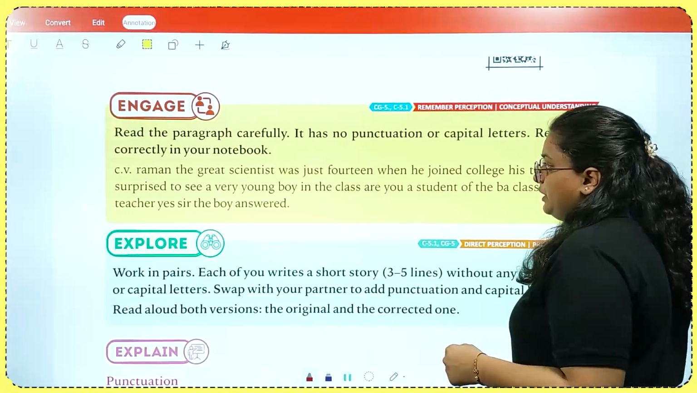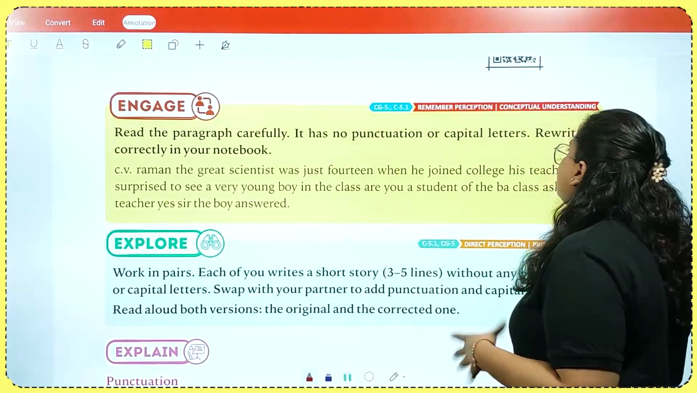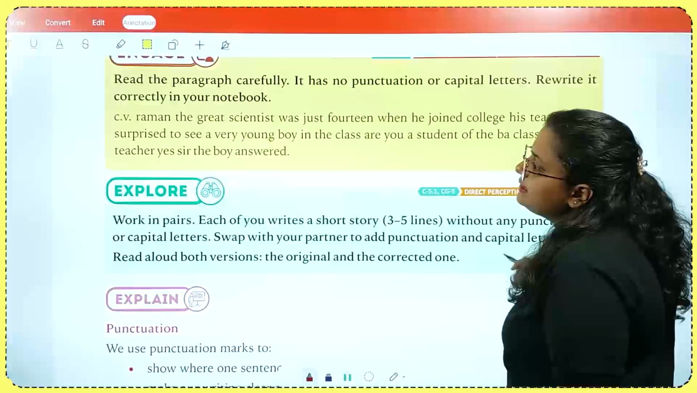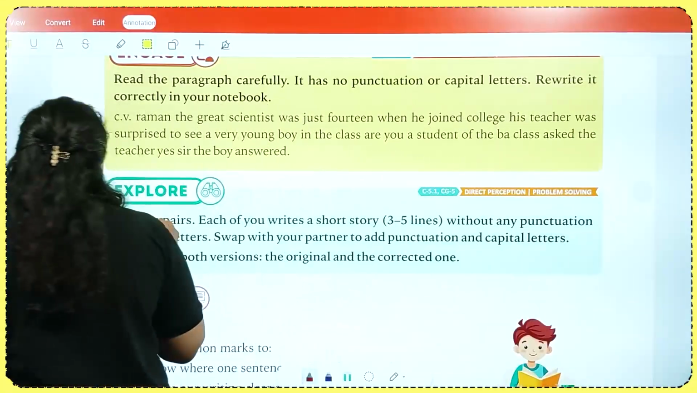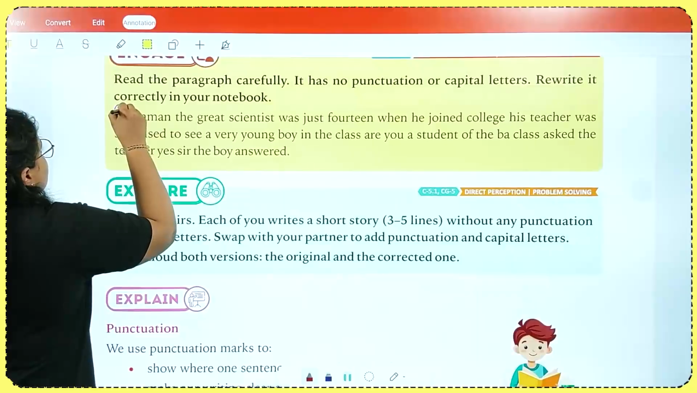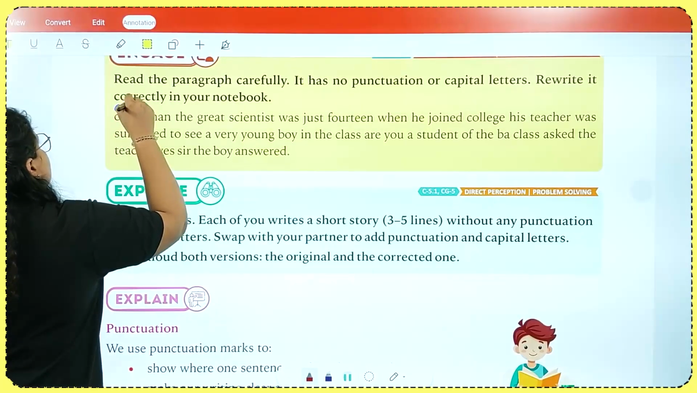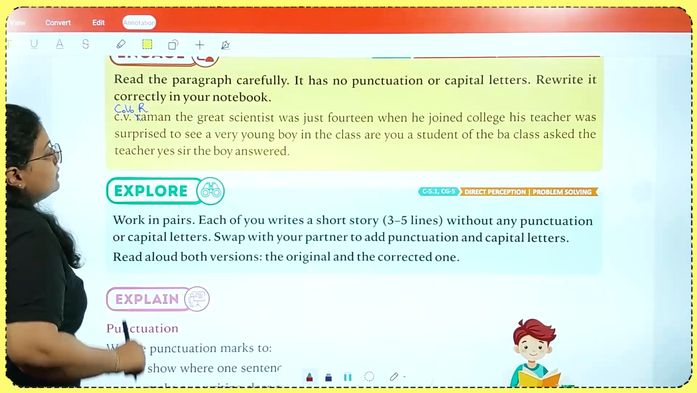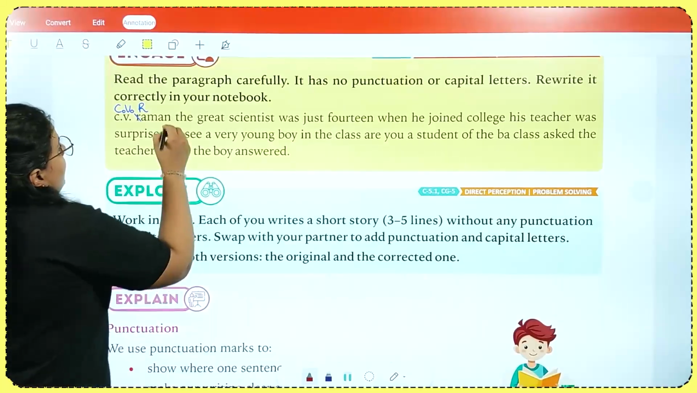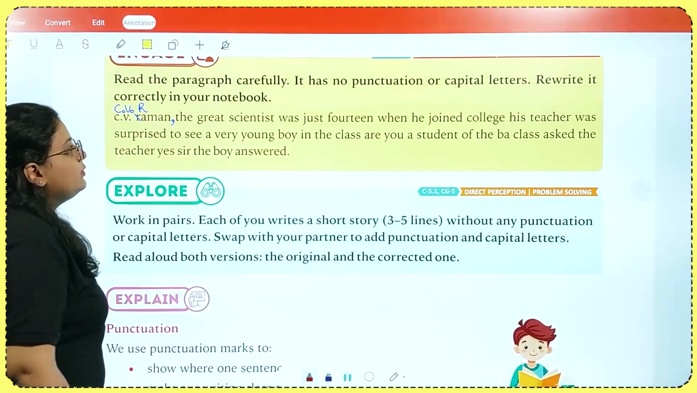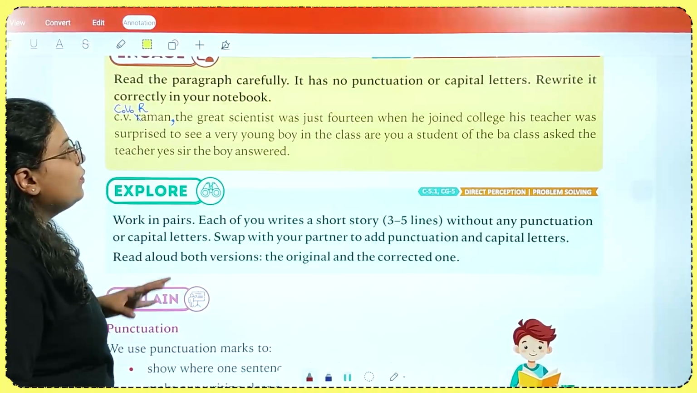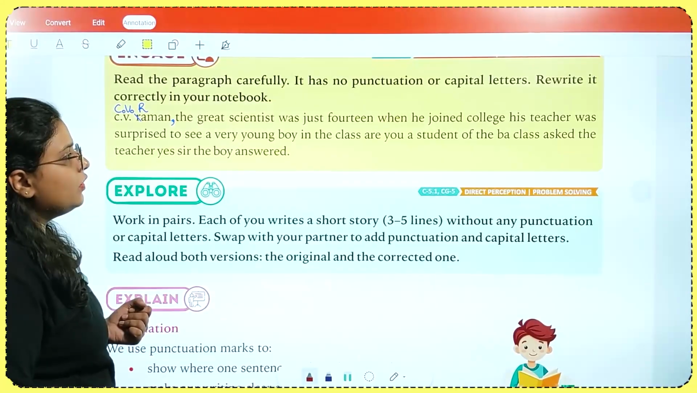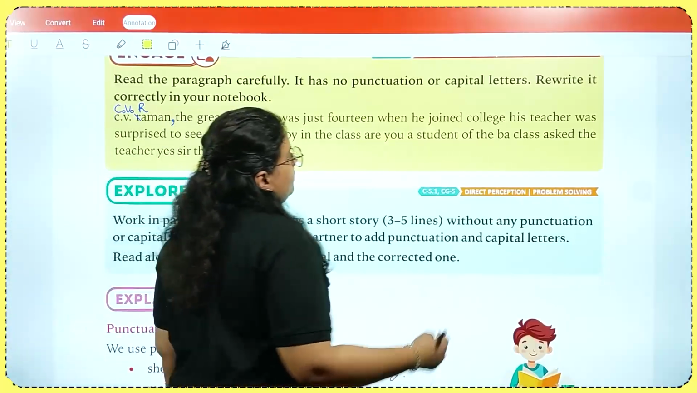Read the paragraph carefully. It has no punctuation marks or capital letters. Rewrite it in your notebook. Okay, so you have to rewrite this in your notebook. So let's start by doing this here. C V. First, it has to be capital. Raman. R will be capital. The great scientist, and a comma will be here. The great scientist was just 14 when he joined college. Okay, full stop.